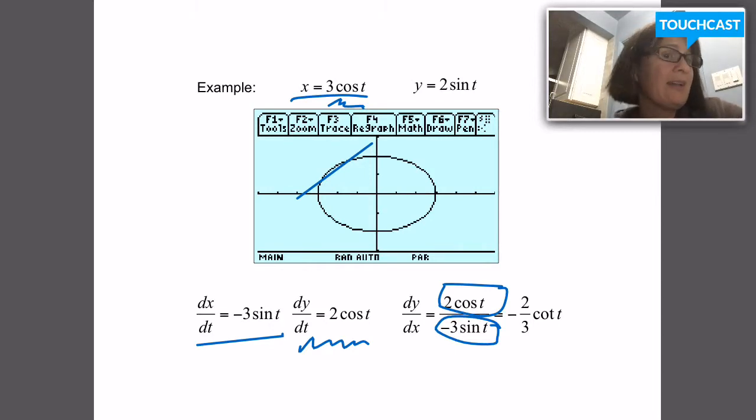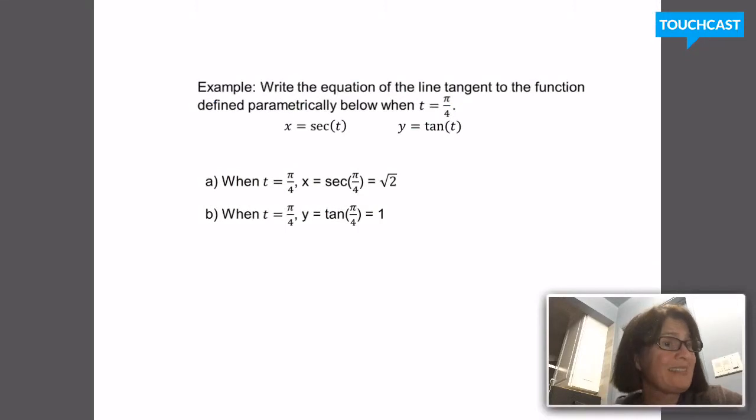You could simplify that. It happens to be -2/3 cotangent of t, or again, simplifying is not required. So here's an example that is on your paper. I have a parameterized curve. The x-coordinate is given by the function secant of t, and the y-coordinate is given by the function tangent of t. Can I write the tangent line to that function at the time when t equals pi over 4?